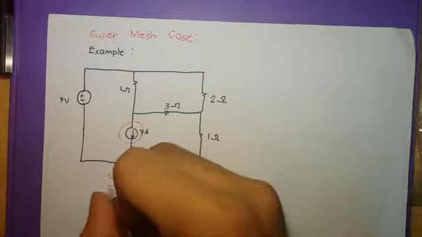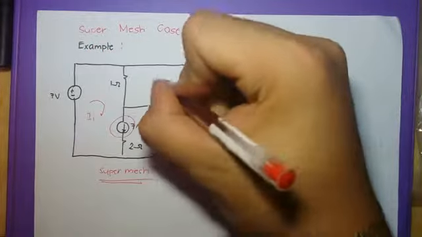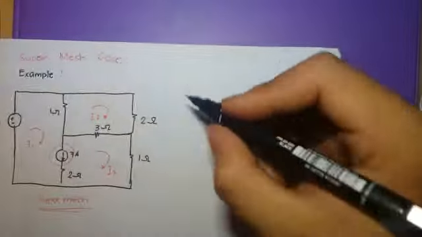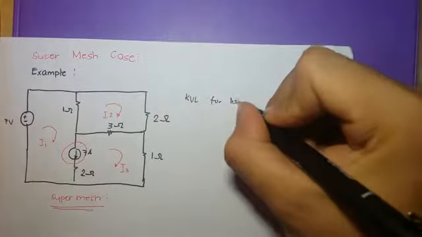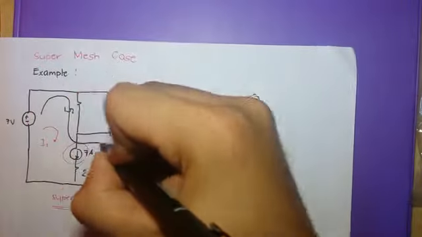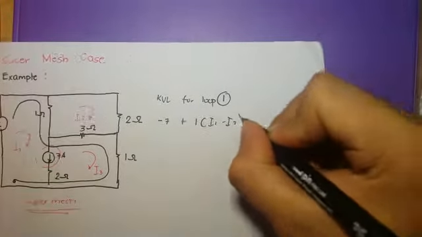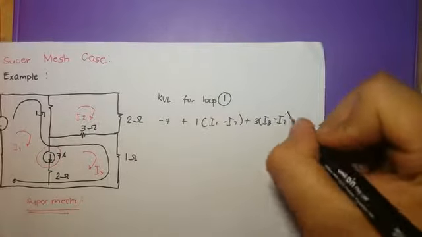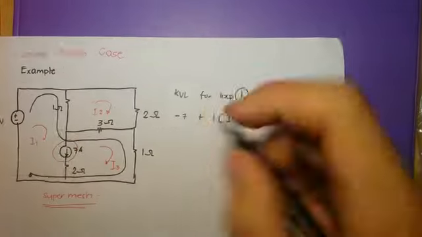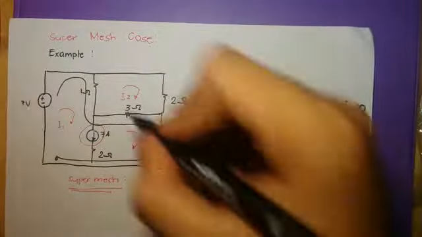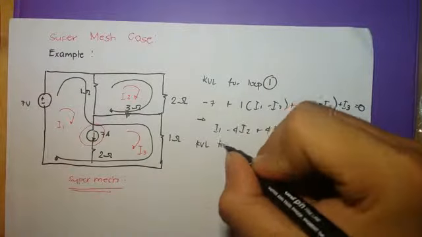Just like before, we are going to assume circulating currents I1, I2, and I3 in each mesh. Doing the same thing with the KVL for loop 1, we will get negative 7 plus 1 I2 minus I2 plus 3 I3 minus I2 plus I3 equals 0. The simplified form is I1 minus 4I2 plus 4I3 equals 7.